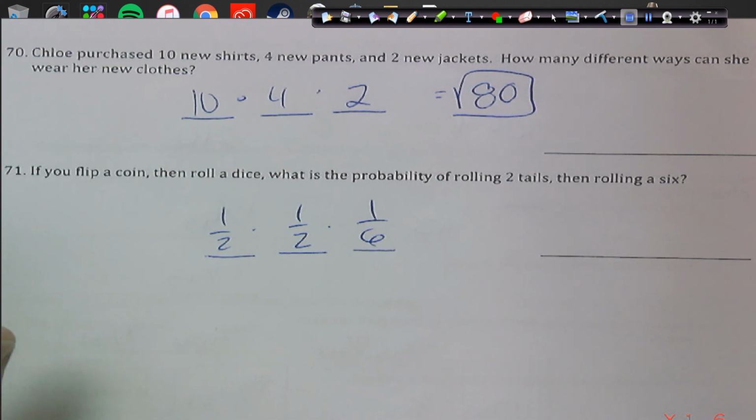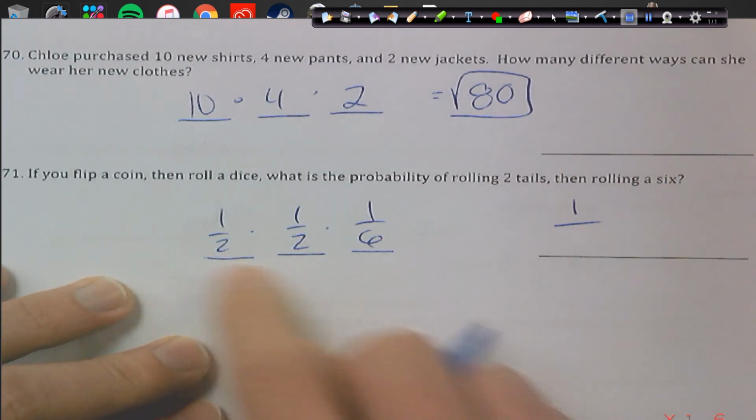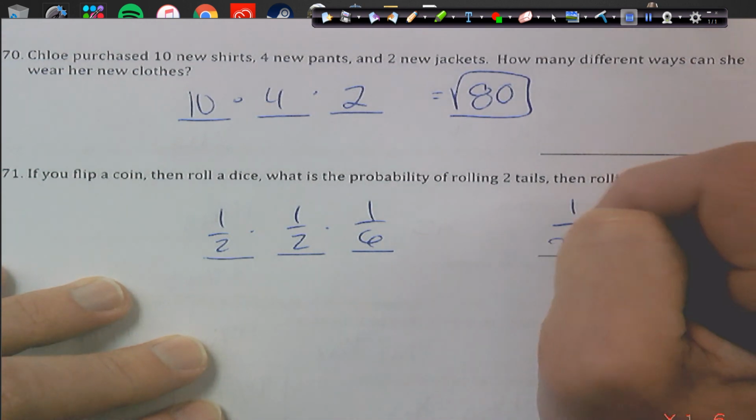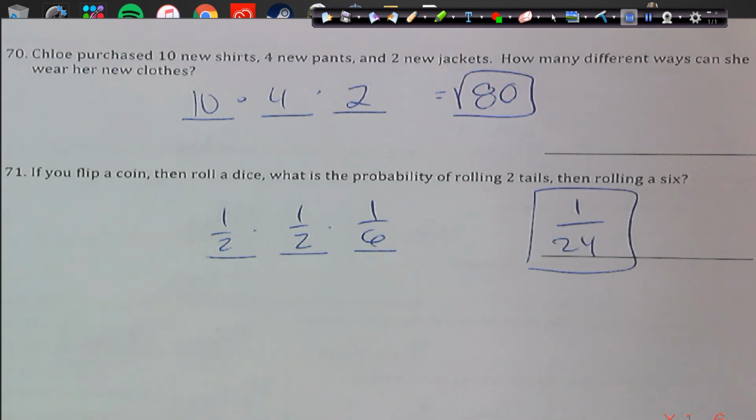The top is pretty easy. It's going to be 1. 2 times 2 is 4. 4 times 6 is 24. So your probability is 1 out of 24.